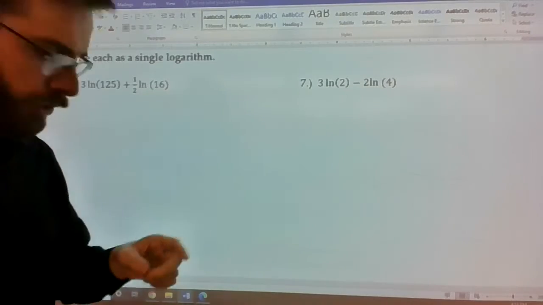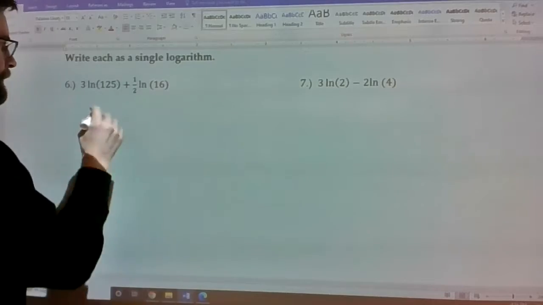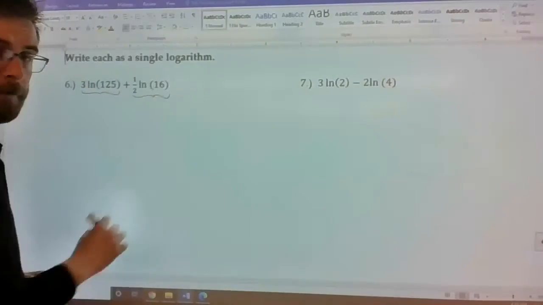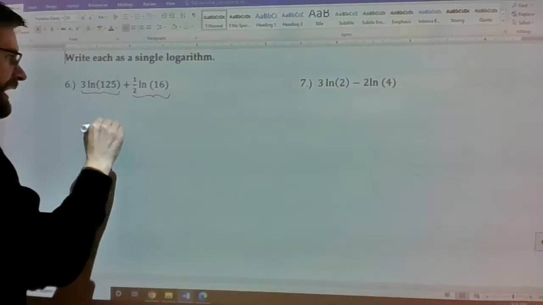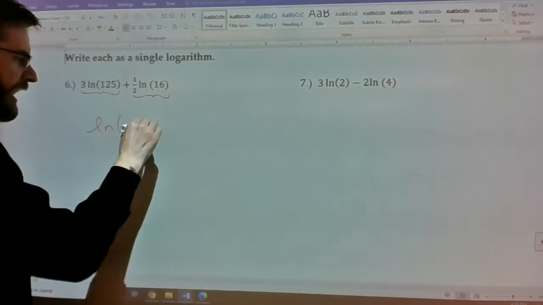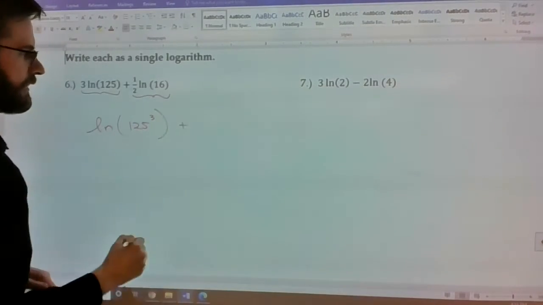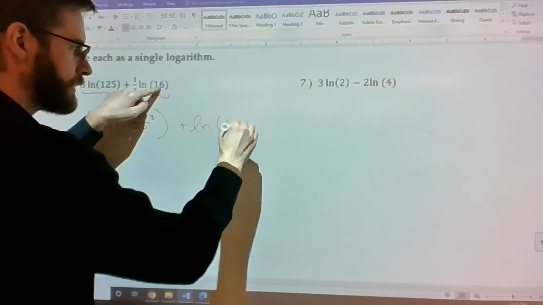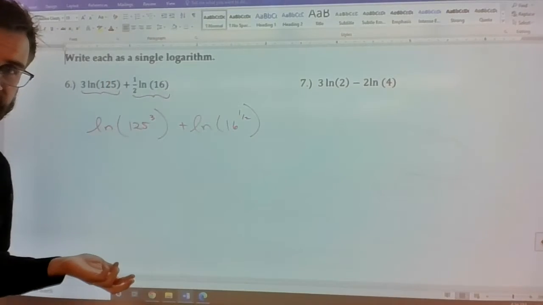Rewrite each as a single logarithm. You're thinking first about creating a clean log here and a clean log there, which means no coefficient. So this is natural log of 125 to the third power plus the natural log of 16 to the half power. You with me so far?